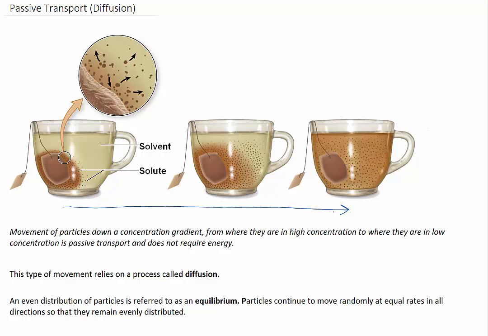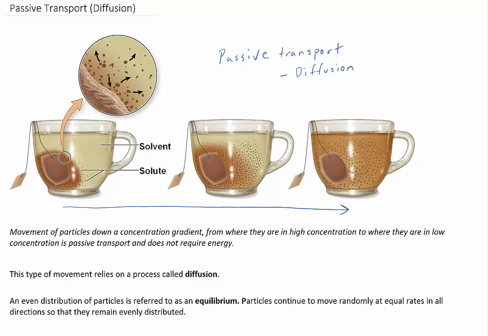Well, movement that does not require any energy is called passive transport, and that is what is occurring in the tea. Many molecules move across plasma membranes passively without using energy, similar to this example. And this type of movement relies on a process called diffusion. This is the spontaneous movement of substances from regions where there is more concentration of solute to an area where there is less concentration of solute.